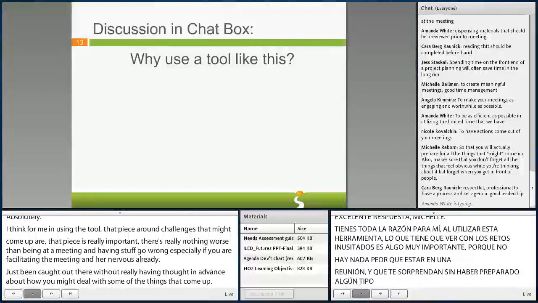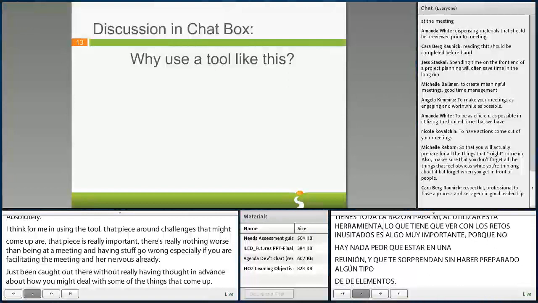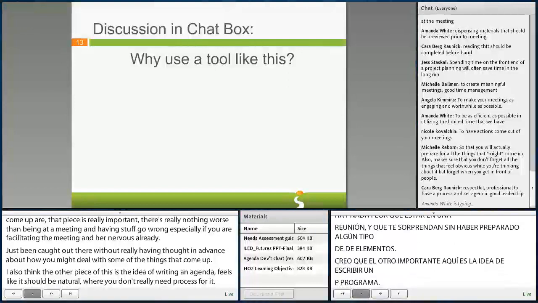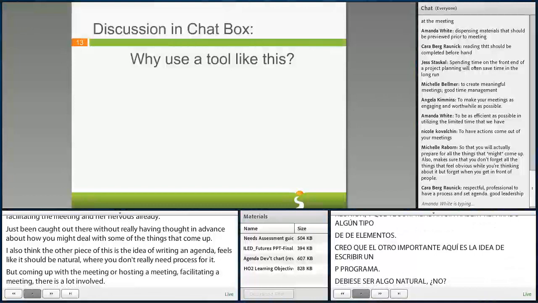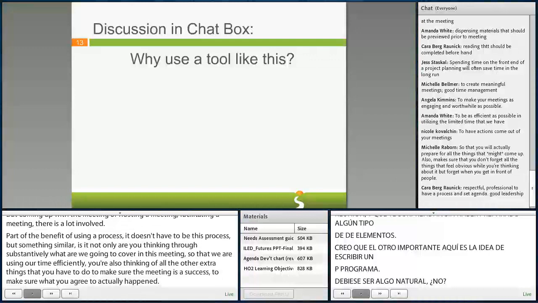It feels like it should be just sort of natural, right? Like where you don't really need a process for it. But coming up with a meeting or hosting a meeting, facilitating a meeting, there's a lot involved. And so part of the benefit of using a process, it doesn't have to be this process, but something similar to this, is that not only are you thinking through substantively what are we going to cover in this meeting so that we're using our time efficiently, but you're also thinking of all those other extra things that you have to do to make sure the meeting is a success, to make sure that what you agreed to actually happens afterwards, right, with any kind of follow-up, to make sure that you can look back and see what was decided, why it was decided.